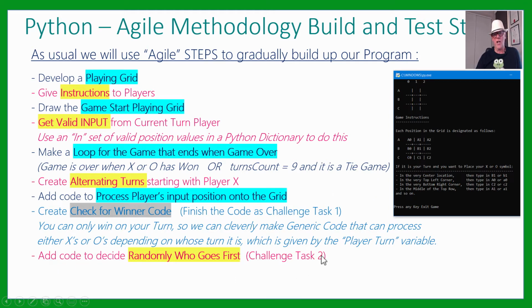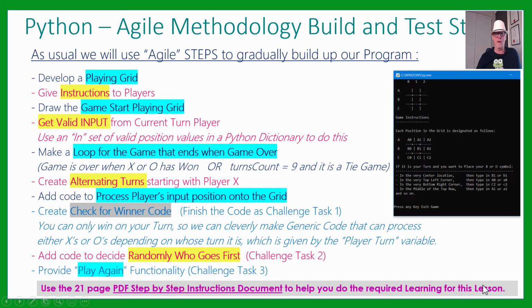Then challenge task 2 is to add code to randomly decide whether X goes first or O goes first. And then we've got play again functionality, so they can play another game. That's going to be challenge task 3, and we'll give you a few hints about how to do it, and then you'll have to finish it off, and that'll consolidate your learning. And this lesson also has a super challenge task, our first super challenge task, and we'll talk about that later on.